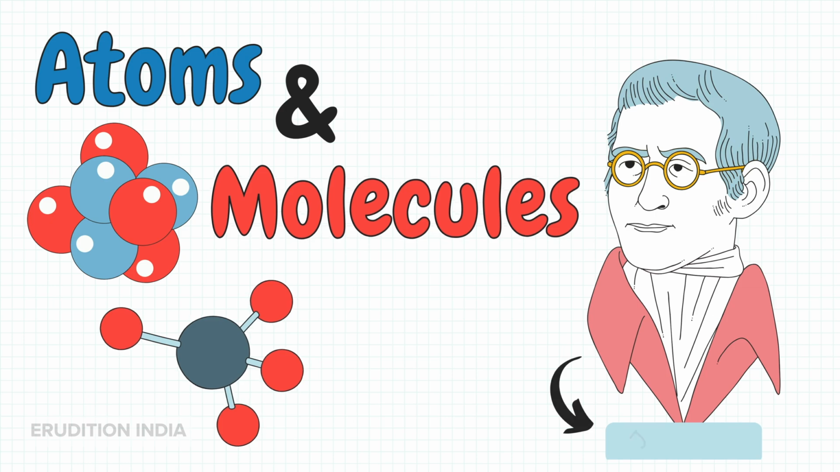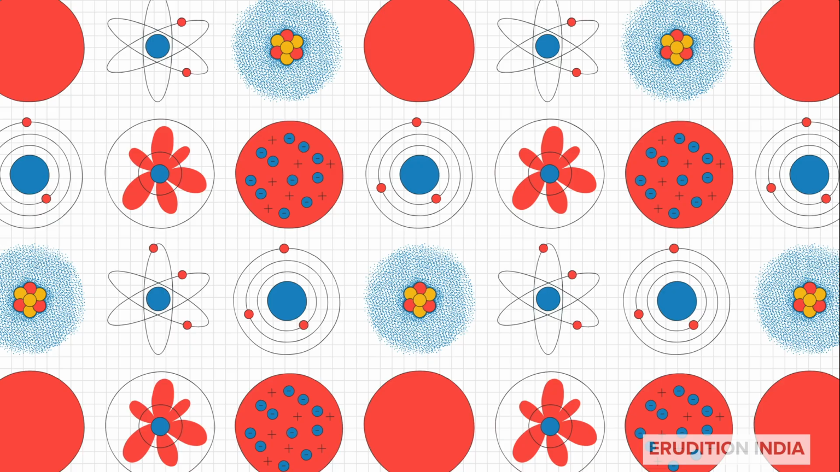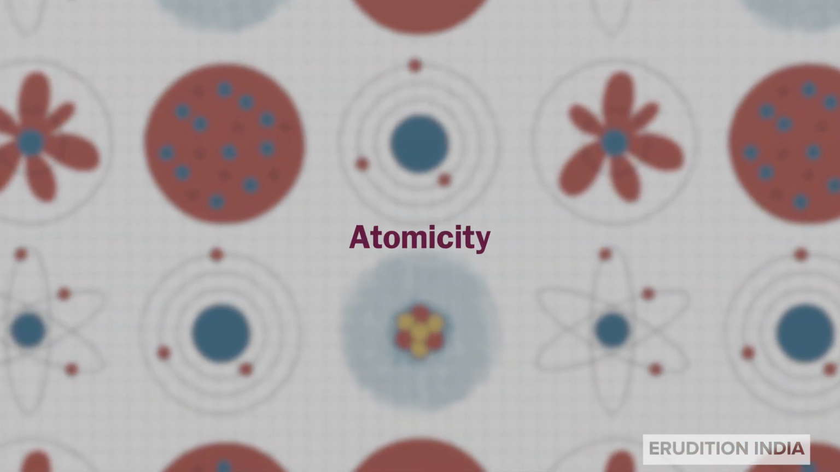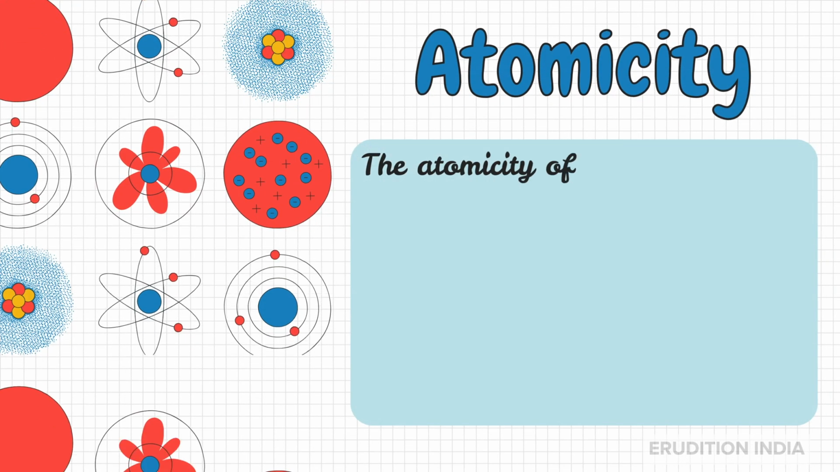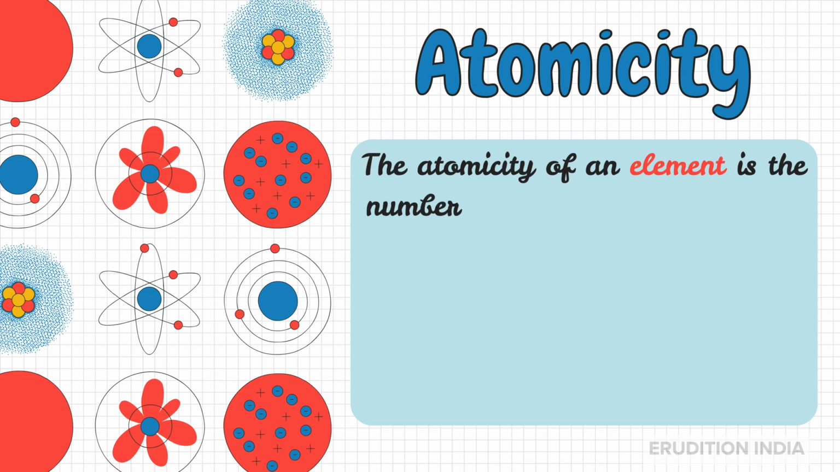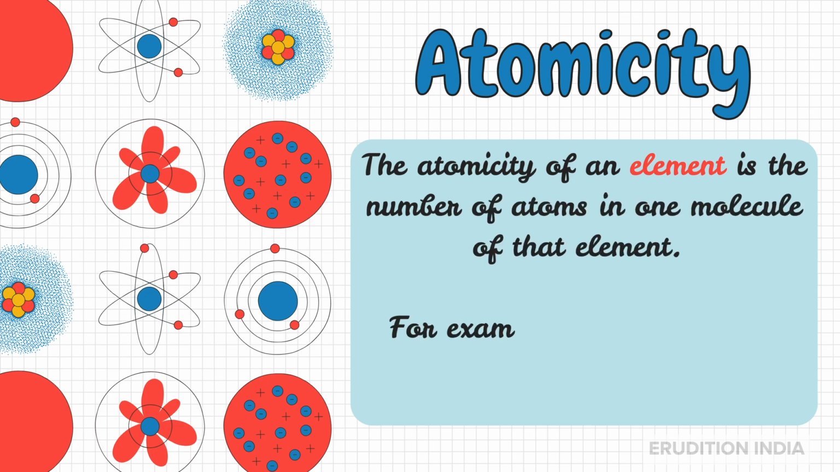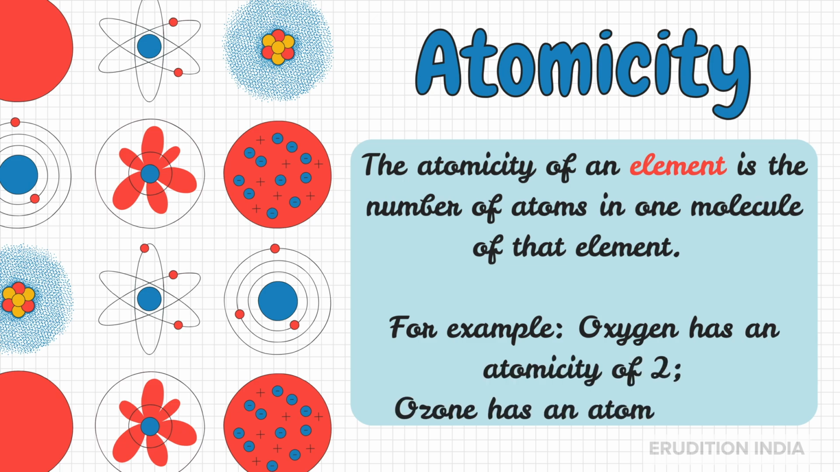In this video, today we are going to understand the basic concept of atomicity. The atomicity of an element is the number of atoms in one molecule of that element. For example, oxygen has an atomicity of 2, while ozone has an atomicity of 3.